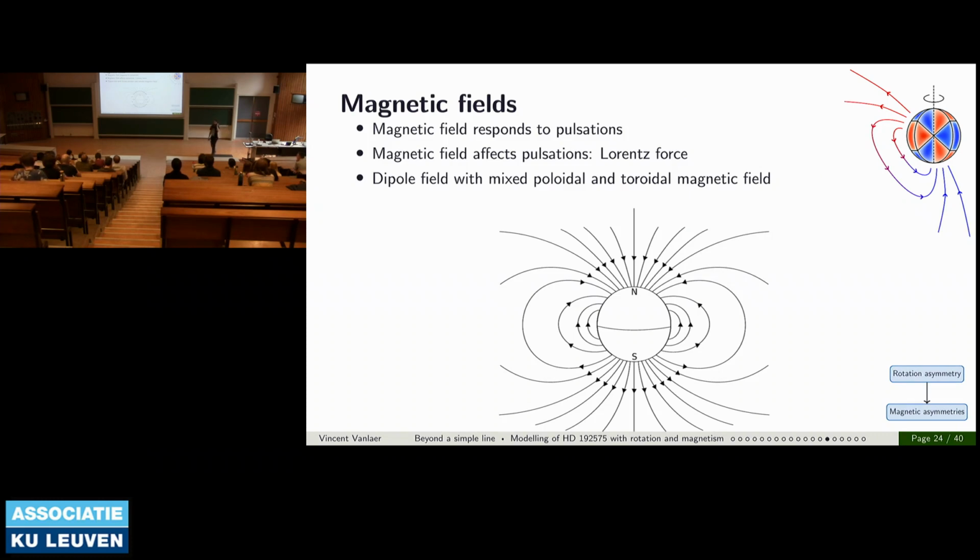Final step is then to figure out what the magnetic field is doing. We have computed our asymmetries from our rotation profiles. We have subtracted them from our observed asymmetries. And the next step is then to look at our magnetic field.